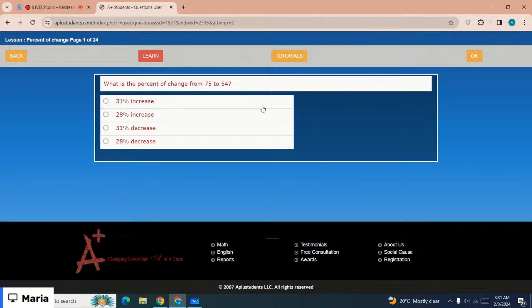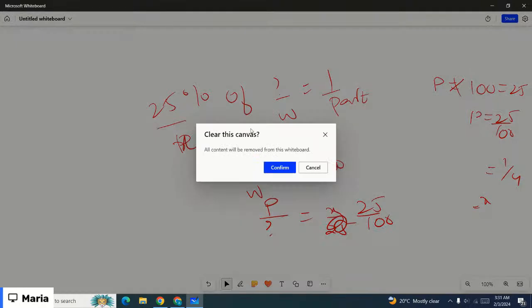Okay, what is the percent of change from 75 to 40, right? So earlier that is 75. Now that is decreasing to 54, right? That means that is decreasing.